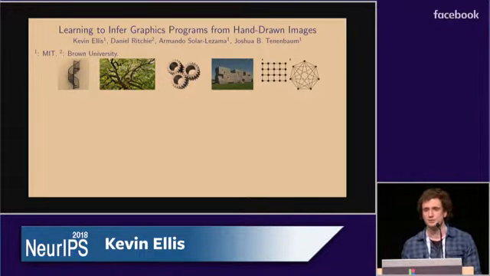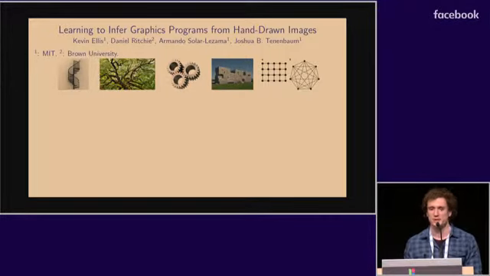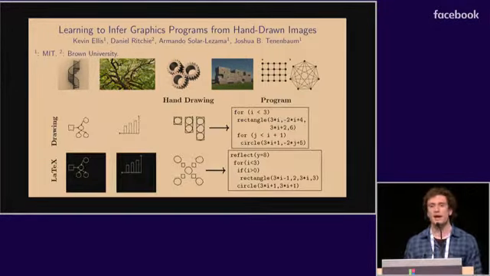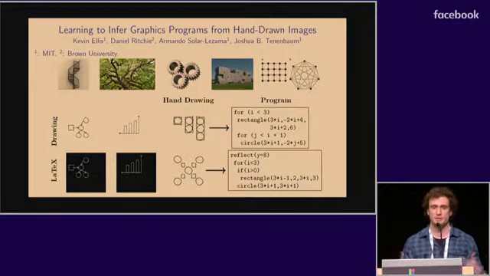So how could we build machines with similar visual inference abilities? As a first step toward this, we made a system which looks at a hand drawing and then infers a high-level graphics program describing that image, where that graphics program captures features like symmetries and repeated structures.